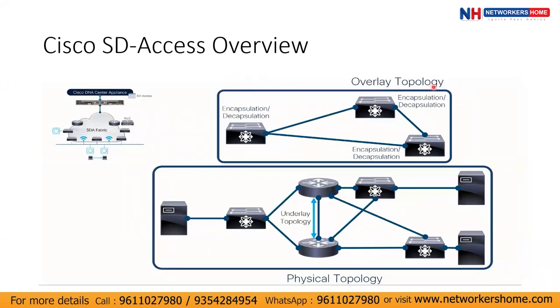So here on the overlay topology, you are doing the encapsulation and decapsulation, because whenever you are creating any tunneled architecture, the encapsulation will start. You are adding the new header, and on the far end side, you are removing the newly added header. That's how it works. And there is a specific requirement to implement SDA within your network infrastructure, because it has too many encapsulation and decapsulation flows. So 9100 jumbo MTU is required to have SDA working, right?